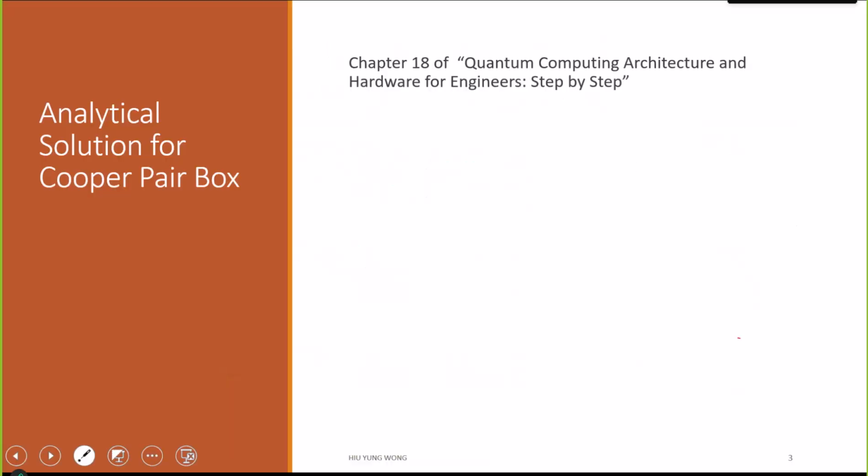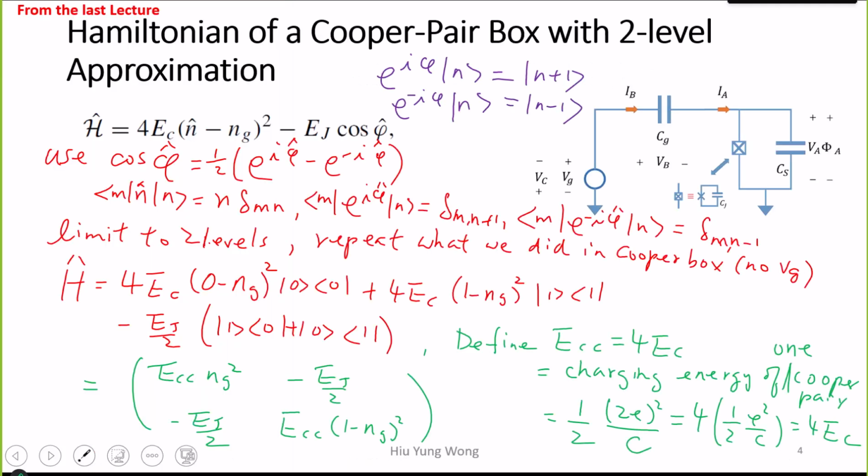Analytical solution for Cooper pair box. Let's review what a Cooper pair box is. Again, it is just like an LC tank, but instead of having an inductor, we replace it with a Josephson junction.